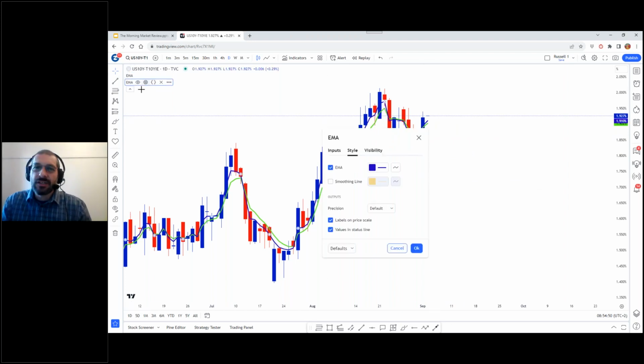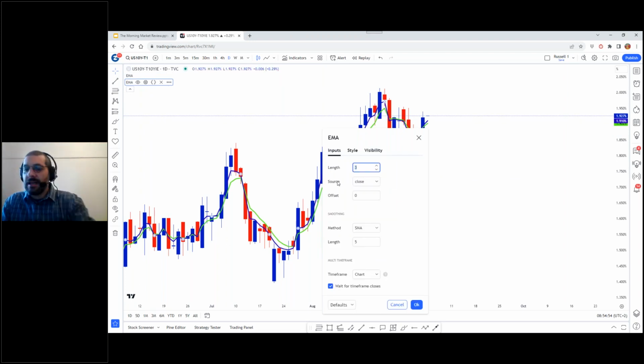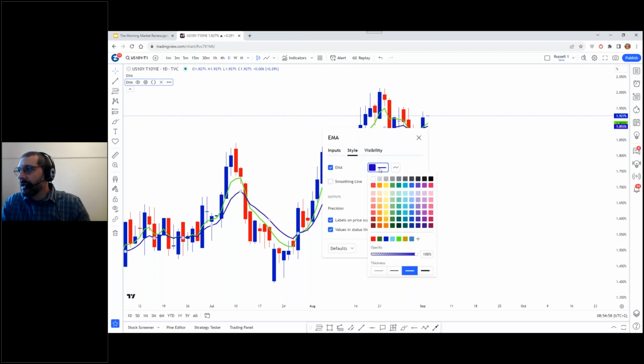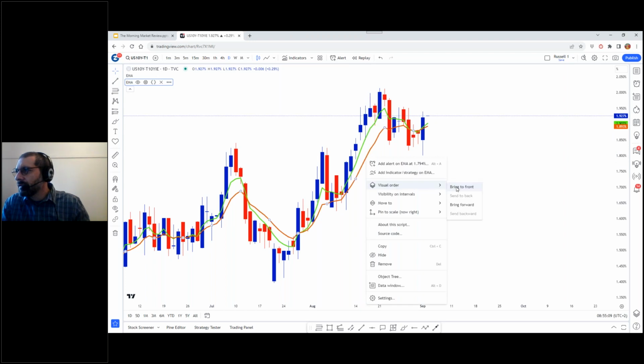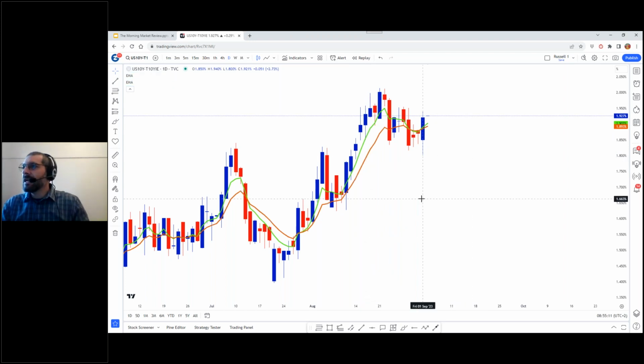Click on settings for your second. Then just make the length 10. And I like making the 10 orange. And again, let's just bring this to the front. Okay, and you can see the danger here. This is a trend following indicator. You can see the danger here.